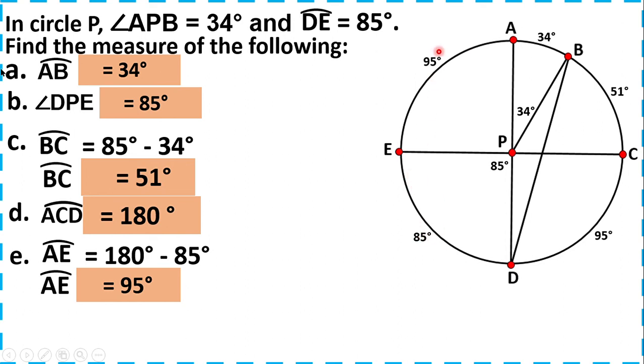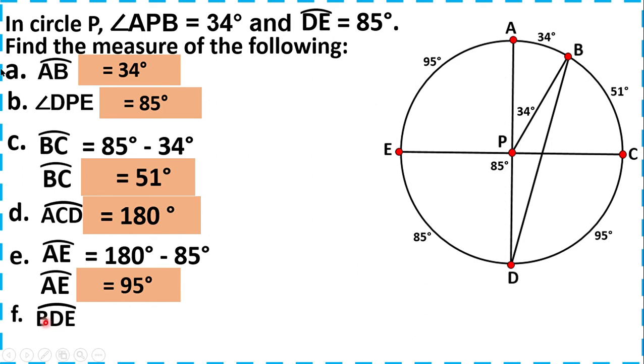So, 95 degrees. Okay, pag 95 degrees tong arc AE, ibig sabihin yung arc CD natin ay also 95 degrees kasi vertical angle sila. So, yung central angle natin, yung DPC, ay 95 din. Yung angle APE ay also 95 degrees. So, vertical angles, so the arc is same measure.